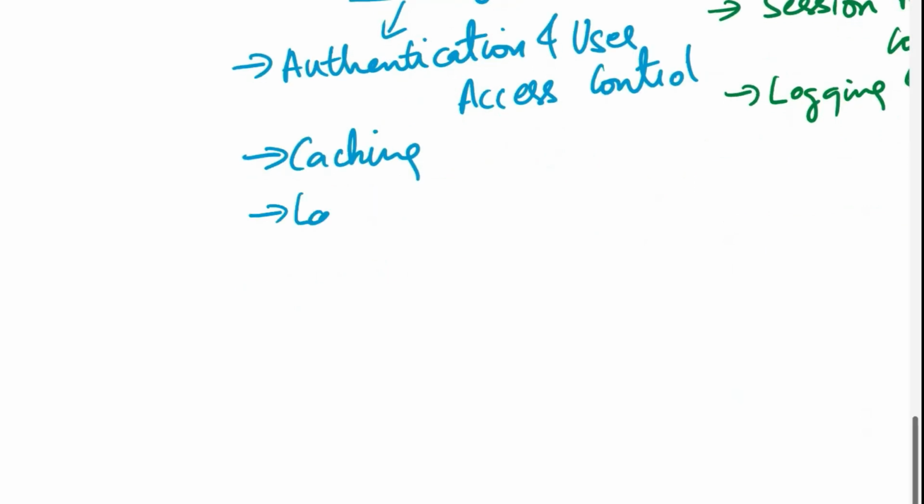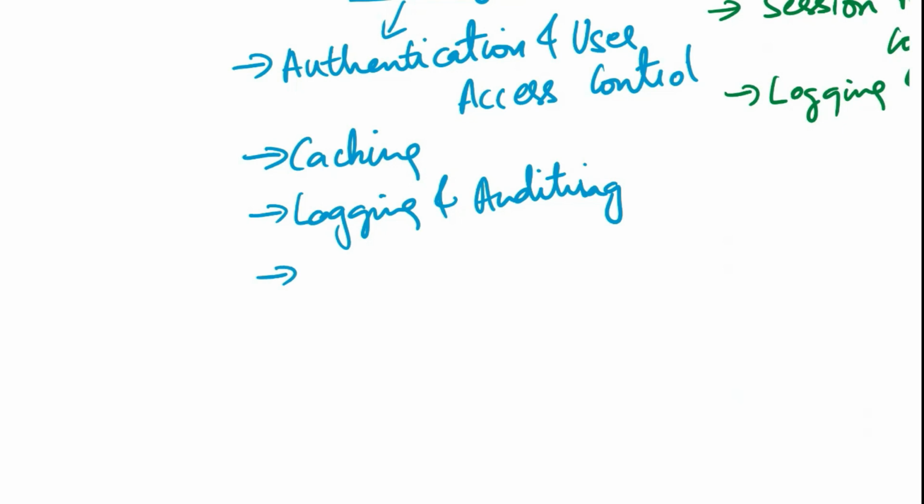Next is logging and auditing. Proxy firewalls maintain detailed logs of user activities and application traffic. This information is valuable for security monitoring, compliance, and forensic analysis. And the next characteristic is security and privacy. Proxy firewalls can provide an additional layer of security by isolating the internal network from external threats. They can also enhance user privacy by masking client IP addresses from external servers.